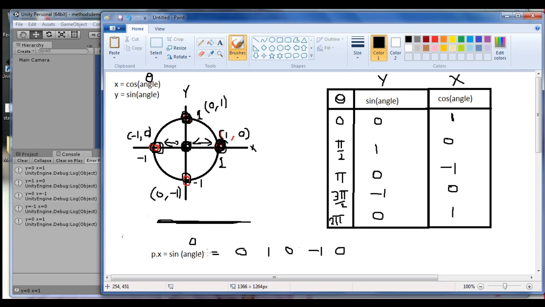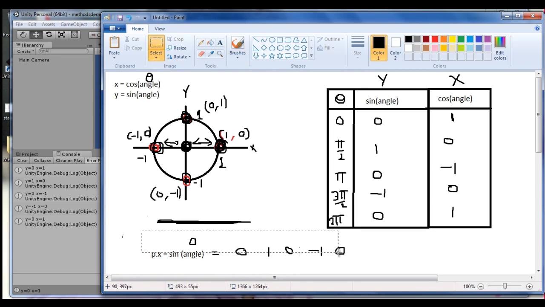And if you are doing this in the loop continuously, the object will be moving horizontally, left and right, left, right, left, right. So you can use the sine function to move an object in a horizontal way also.